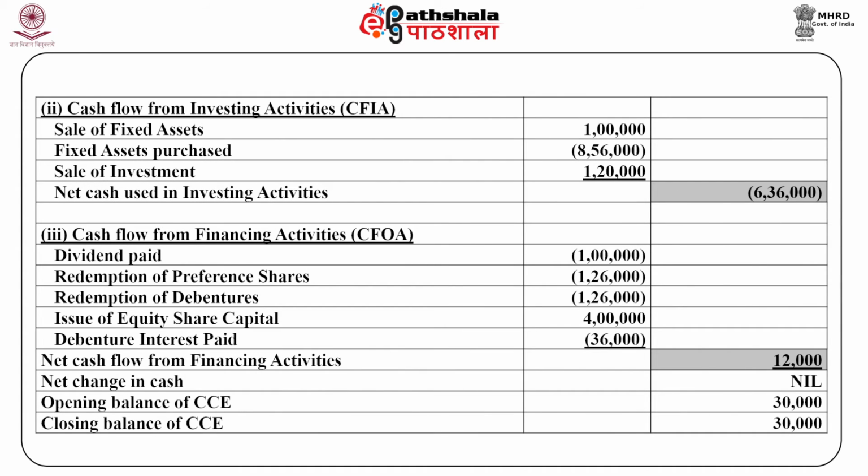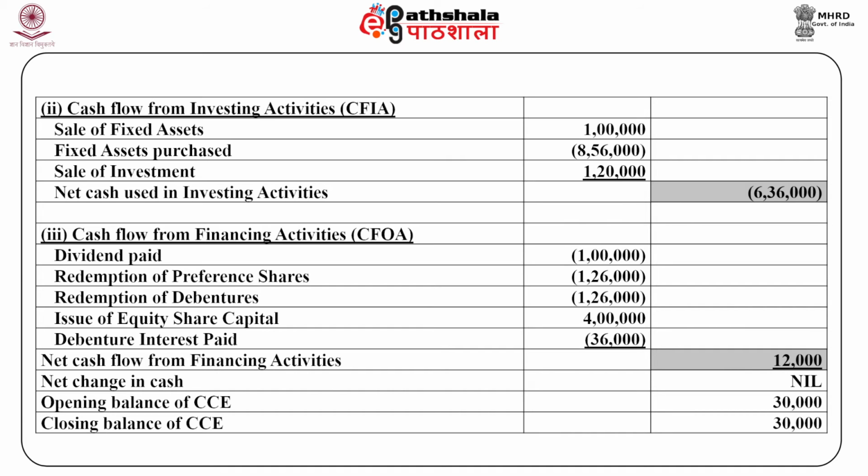2. Cash flow from investing activities, CFIA. Sale of fixed assets, 1 lakh. Fixed assets purchased, 8,56,000. Sale of investment, 1,20,000. So the net cash used in investing activities is 6,36,000.